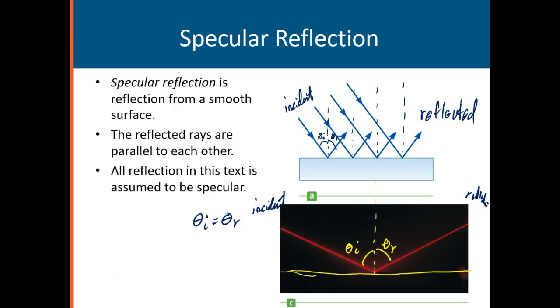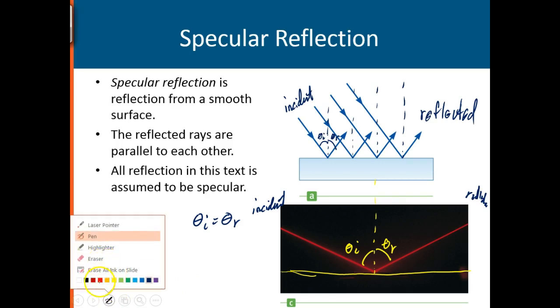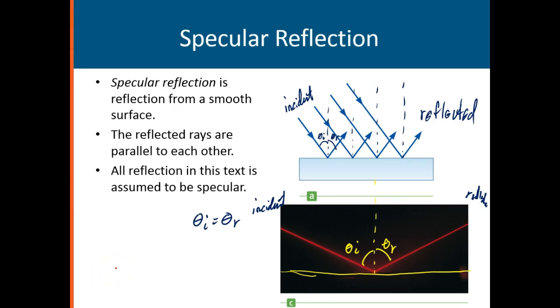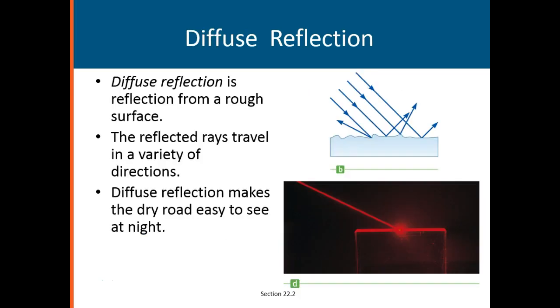I'm sorry, I've run out of room. That's reflected over there. Let's go to a red color. What was I going to put here? Oh, we're assuming it's going in that way and going out that way. So the incoming and the outgoing. Incident, reflected. Make sense? All of our reflection we're going to assume to be specular.